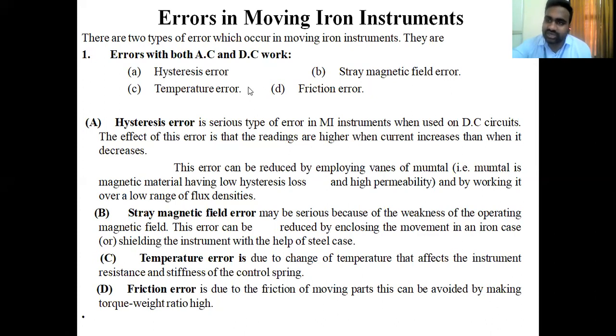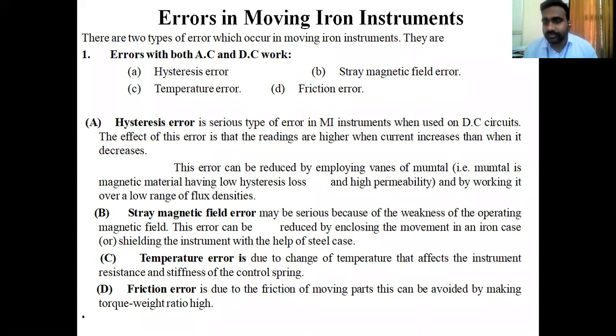So, hysteresis error. How does the hysteresis error occur? This is a serious condition when an MI instrument is operated with DC currents. Whenever the current flowing through the coil is increased or decreased rapidly, there is a change in error.